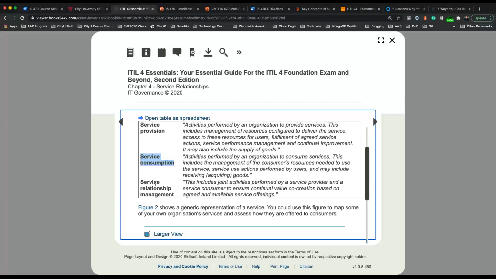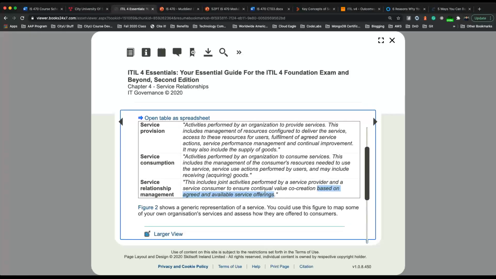Service relationship management includes joint activities performed by the service provider and a service consumer to ensure continual value co-creation based on agreed and available service offering. So if we come back to, let's say, the email service or the storage service, now there would be a relationship between the service provider and the consumer.